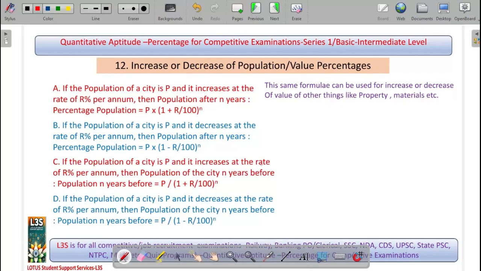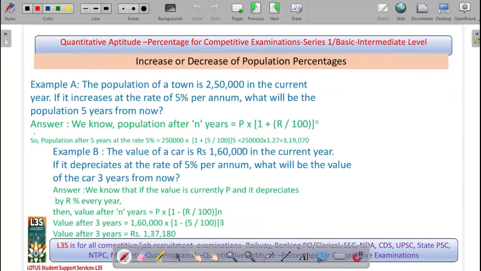So this same formula can be used for increase or decrease of value of other things like property, depreciation, materials, etc. So let's do some example so it will be more clear. The population of a town is 2,50,000 in the current year. If it increases at the rate of 5% per annum, what will be the population 5 years from now?